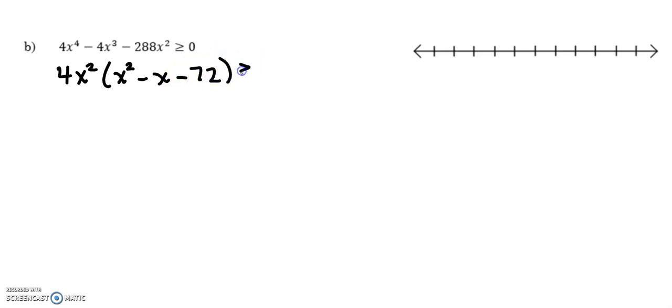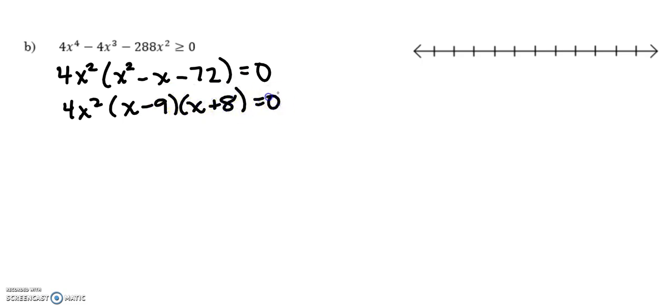And I want to know where that's greater than or equal to. Oh, sorry, we are temporarily pretending it is equal to 0. So 4x squared, and then this is going to factor into (x - 9) and (x + 8). So my zeros are x = 0, x = 9, and x = -8. Again, these are things that are equal to 0.